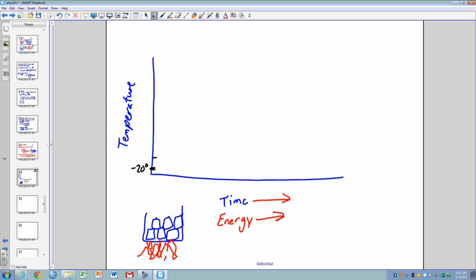I'll take this up to minus 10, 0, and I'll say that this is 100 degrees Celsius. So initially my ice is going to be at minus 20 degrees, and as time goes along, it's going to increase in energy and increase in temperature as I put energy into this object, and then it's going to plateau. It's going to plateau for a certain amount of time, and then it's going to start increasing in temperature again until it reaches 100 degrees Celsius, and then it's going to plateau again, and then start increasing in temperature again. Now, each of these is a particular phase or a particular stage.